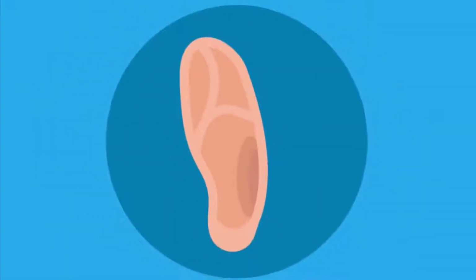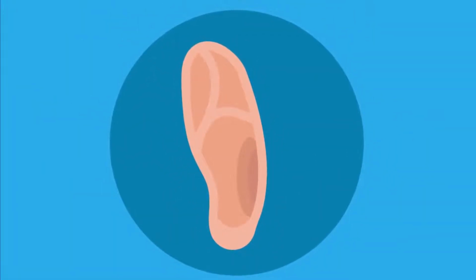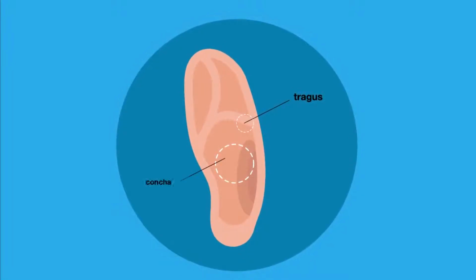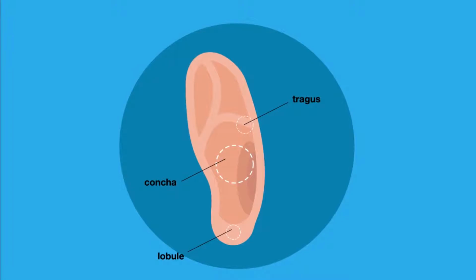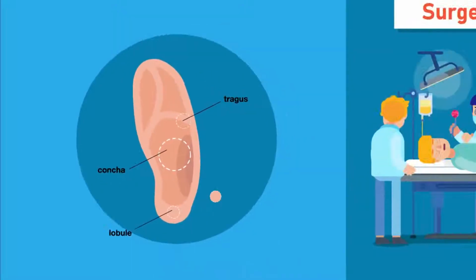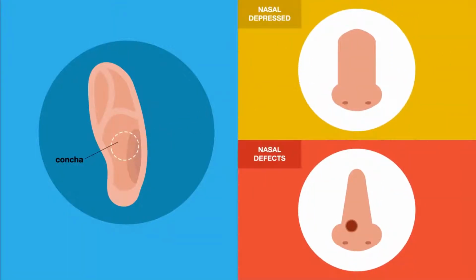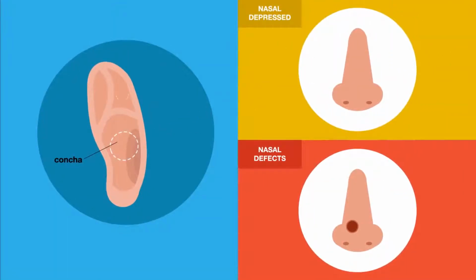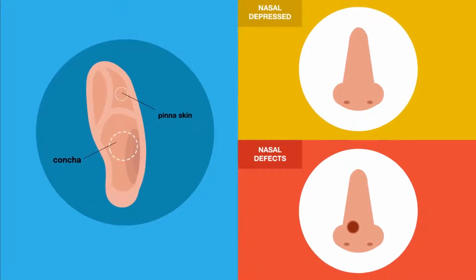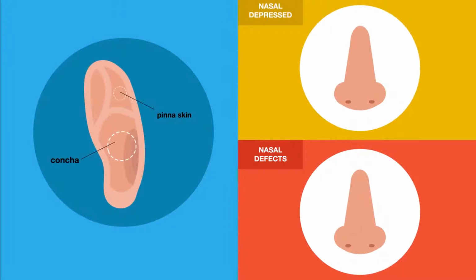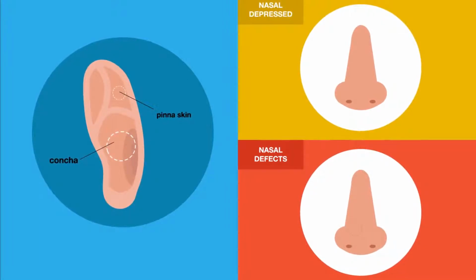Pinna is also the source of graft materials for the surgeon. Cartilage from the tragus, perichondrium from the tragus or concha, and fat from the lobule are frequently used for reconstructive surgery of the middle ear. The conchal cartilage has also been used to correct the depressed nasal bridge, while the composite grafts of the skin and cartilage from the pinna are sometimes used for repair of defects of the nasal ala in nasal surgery.